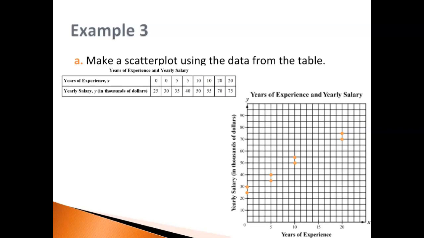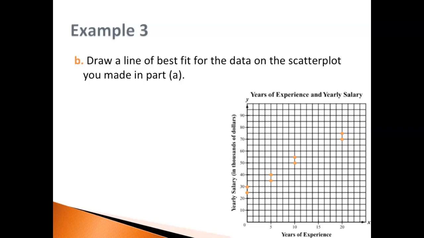Now, part B, draw a line of best fit for the data on the scatter plot you made in part A. Well, to draw a line of best fit, the easiest way to think about this is to try to draw a straight line that goes directly in between all of the data points. In other words, after you've drawn the line, you should have the same number of points on either side of the line. So, for example, this is a line of best fit. You can see here that I have approximately the same number of data points on either side of that line.